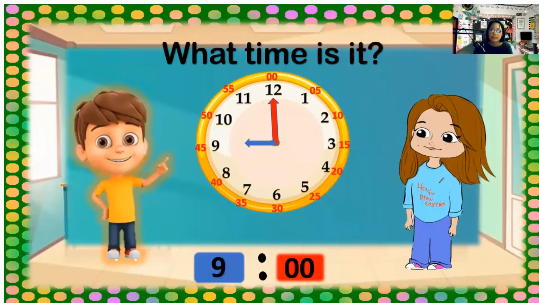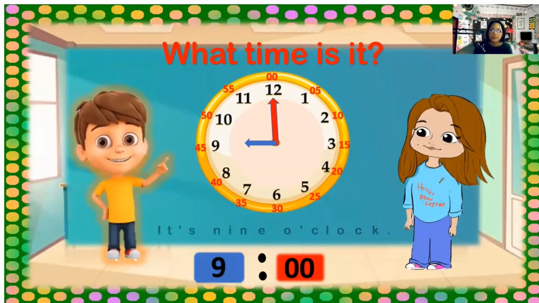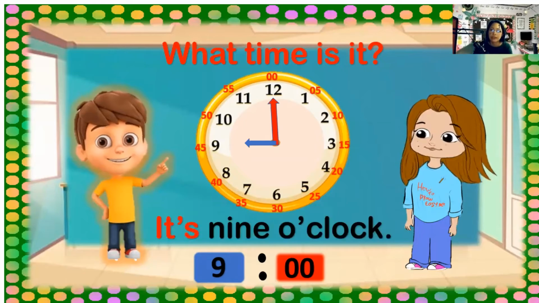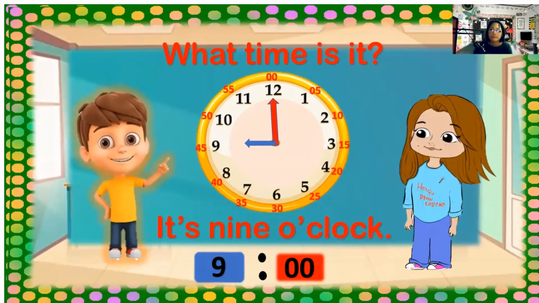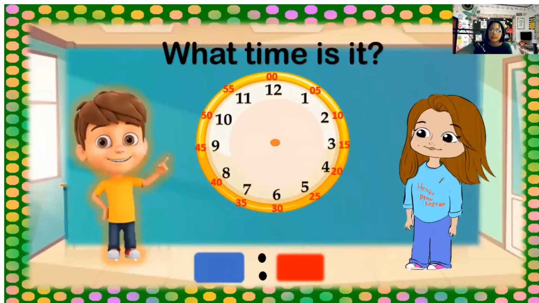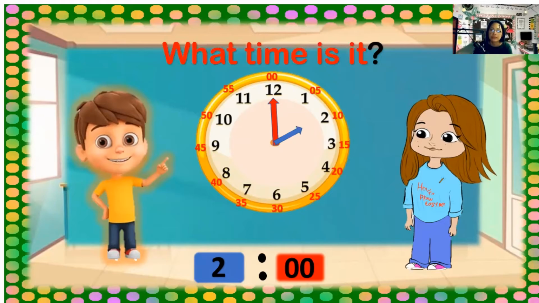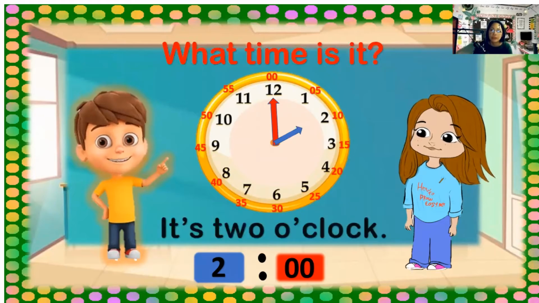What time is it? Okay. So we will read the hour, which is the short hand pointing to 9. So it's 9 o'clock. Let's keep moving. What time is it? Okay, so the short hand is pointing to 2. What time is it? It's 2 o'clock.